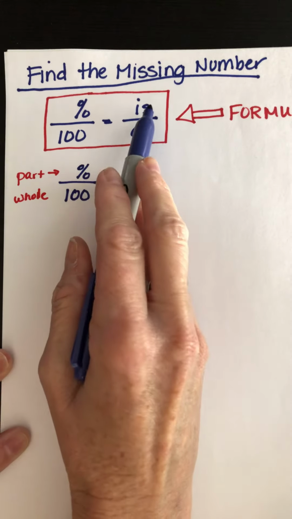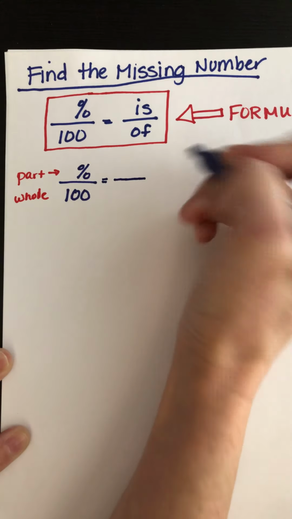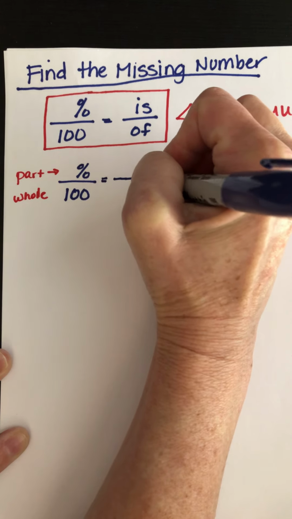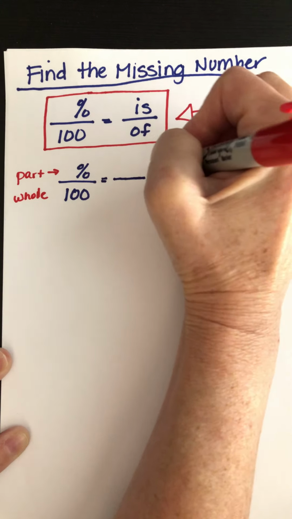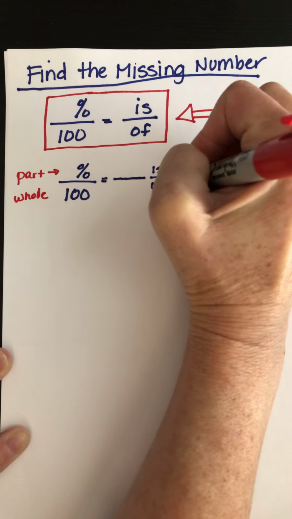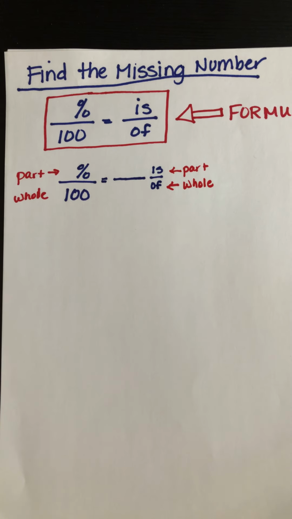And then up here you will notice it says is over of. So on this you're going to put a line over to the side and write is over of right below it, and the is is the part and the of is the whole. This will make more sense in a minute. Make sure you copy that down.